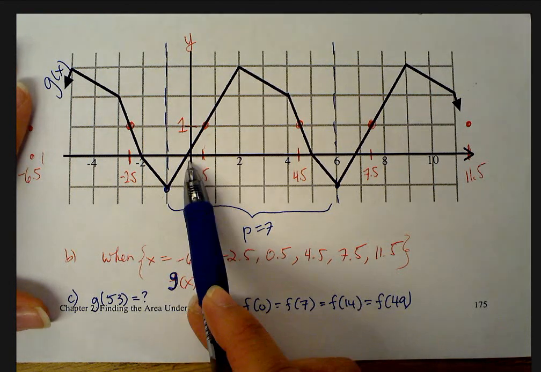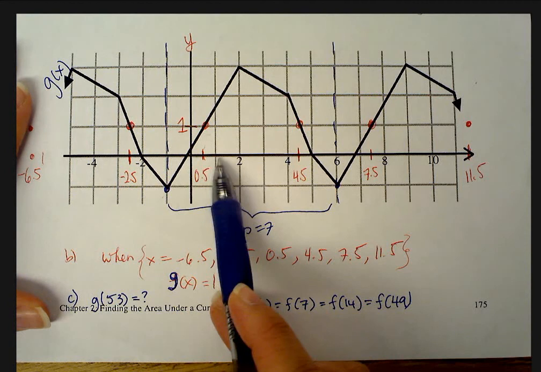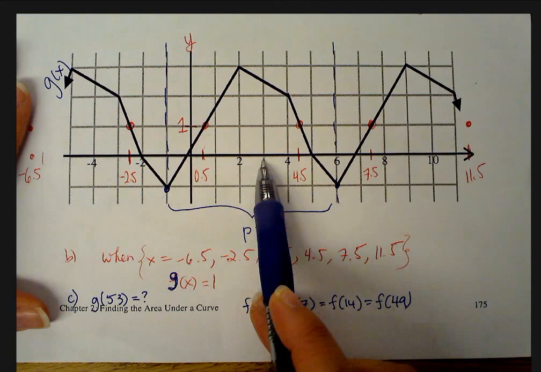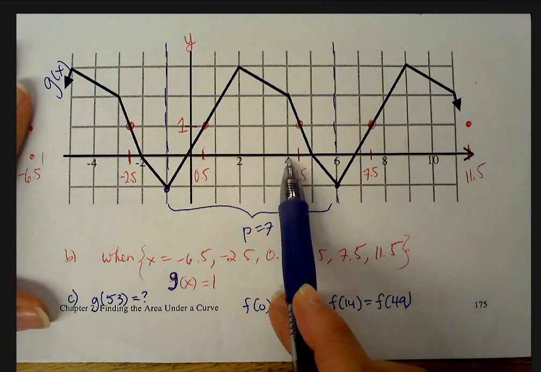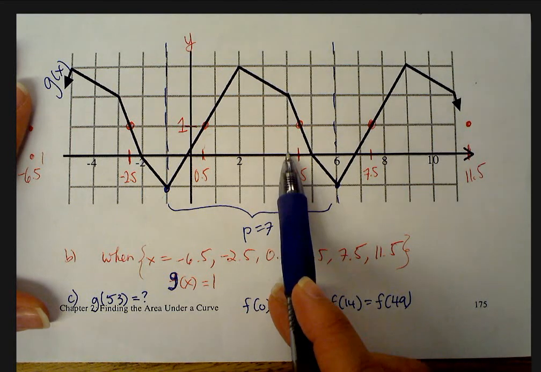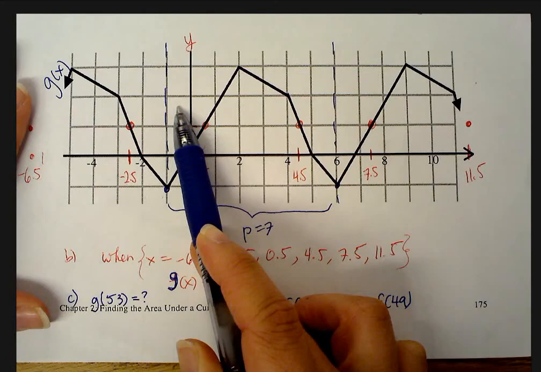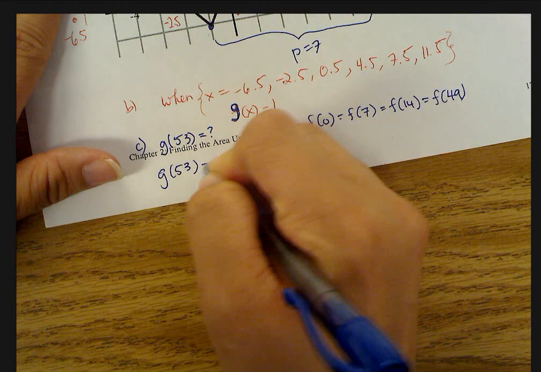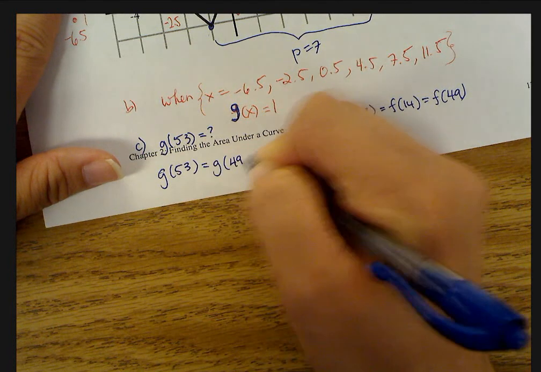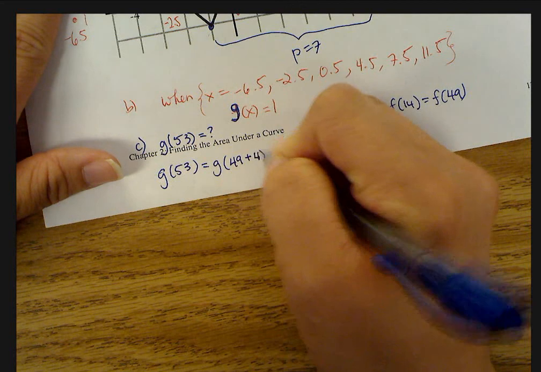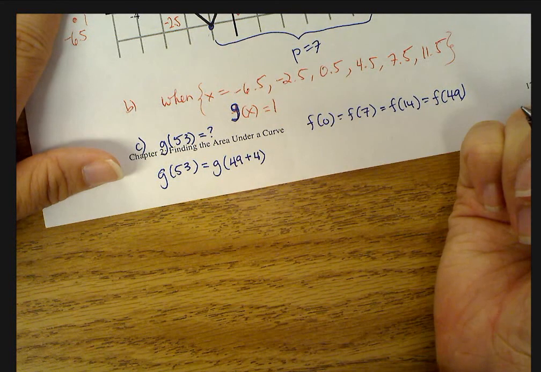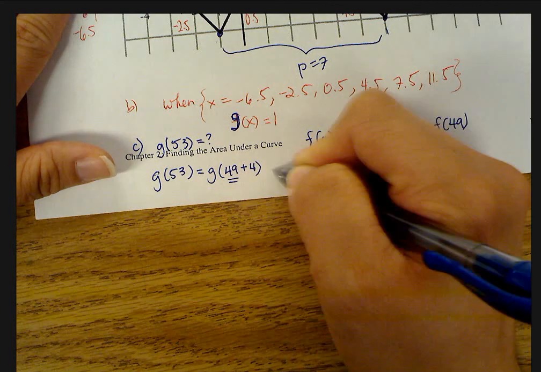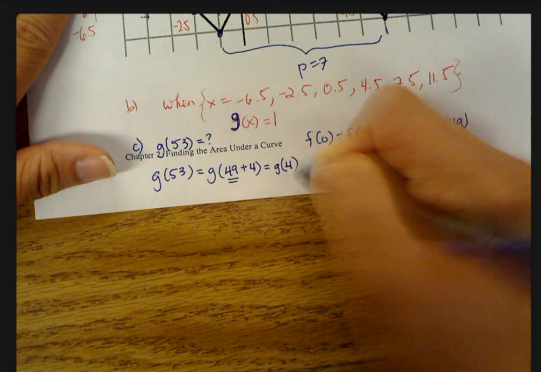Then 50, 51, 52, 53, right? And if I was at 53, what would the y output be? 2. So here, write it down like this. G of 53 is equal to G of 49 plus 4, right? Yeah? And 49, that's a multiple of 7, so that's almost like it didn't even happen, right? And what's the output when you go to G of 4?